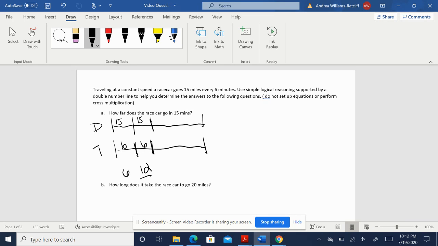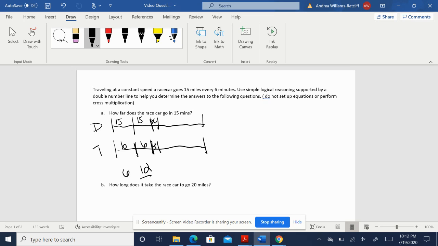Now, honestly, I don't need another 6-minute interval because that would put me up to 18 minutes, and that's too much. I only need another 3 minutes. Now, the question we've got to come up with here is how much is that going to relate to in distance? So if we can't set up an equation, we can't cross multiply, we can't do any of those things, how can we figure it out?